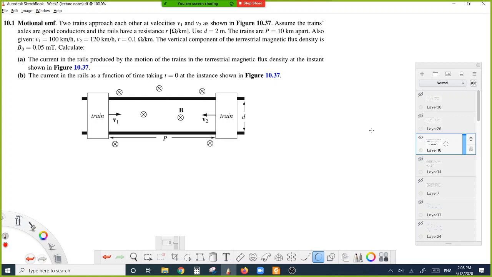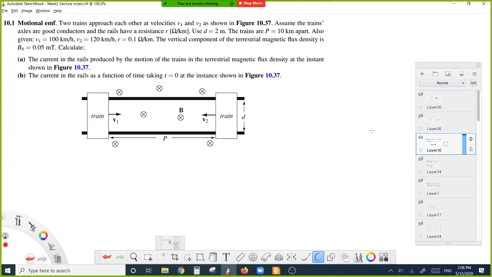It is saying two trains approach each other at velocities v1 and v2 as shown in figure. Assume the train's axles are good conductors and rails have a resistance R ohm per kilometer. Use D equal to 2 meters. The trains are P equal to 10 kilometers apart.